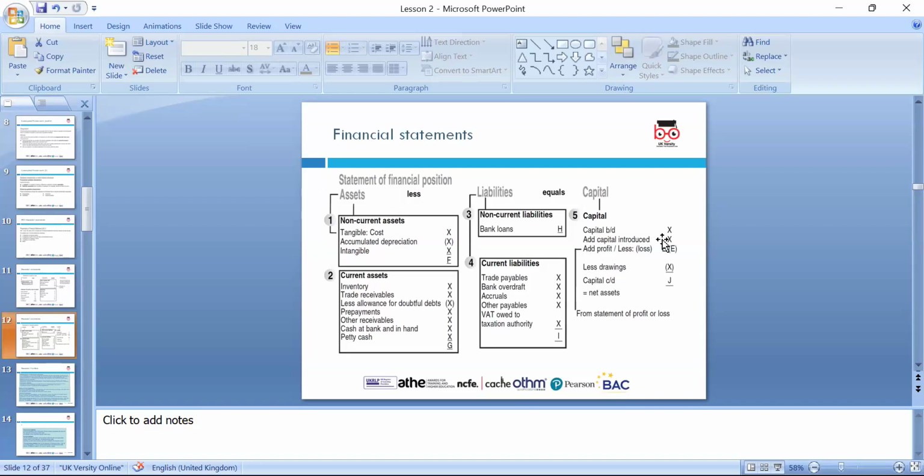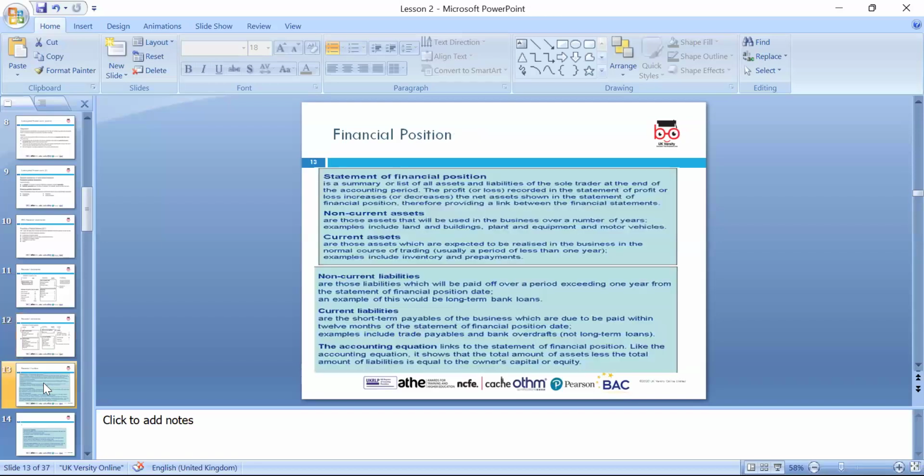If it's a sole trader or partnership business, we call it capital. So capital we brought previously, capital we introduced as more investment, plus the profit for this year, less drawings for personal use. So your capital value is always equal to the net asset value. If you know net asset value, you know your capital value. So these are all the financial statements.